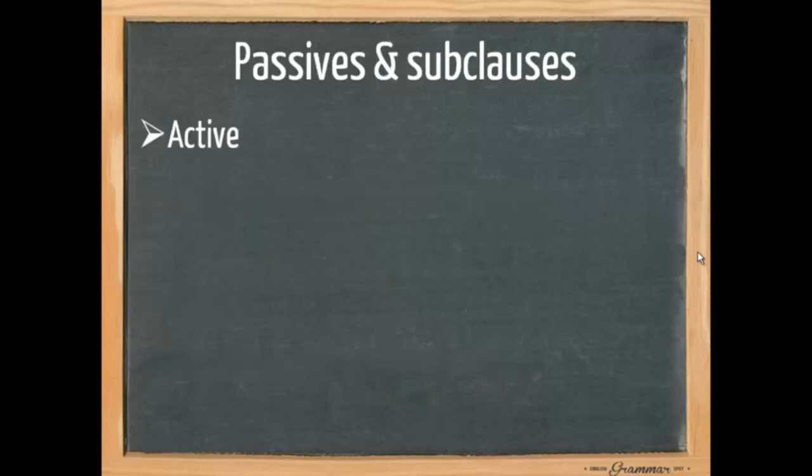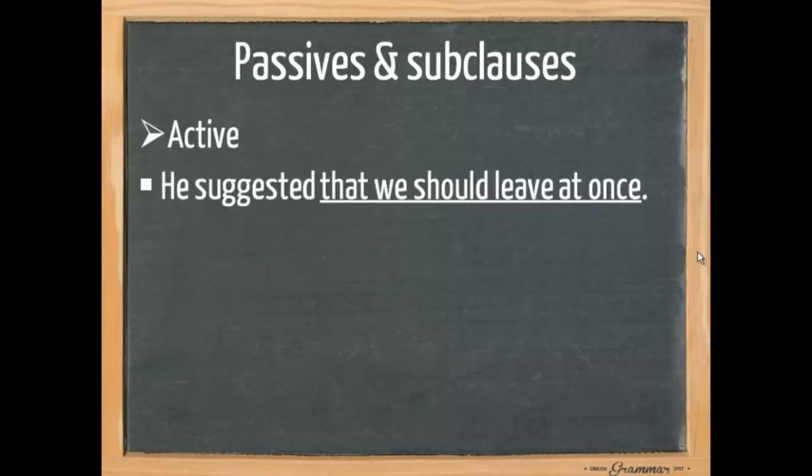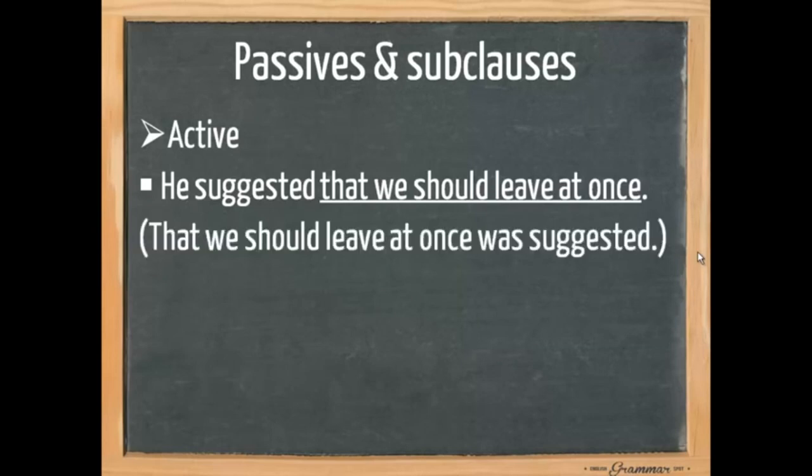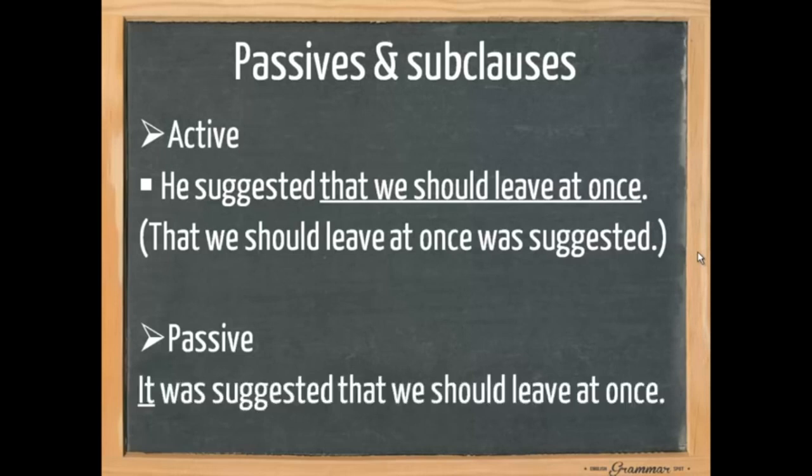Let's have a look at passives and subclauses. He suggests that we should leave at once. "That we should leave at once" is a subclause. Now, a subclause is a piece of a sentence that cannot exist on its own. So if we would change it, we would say "that we should leave at once was suggested." But that's a bit weird.